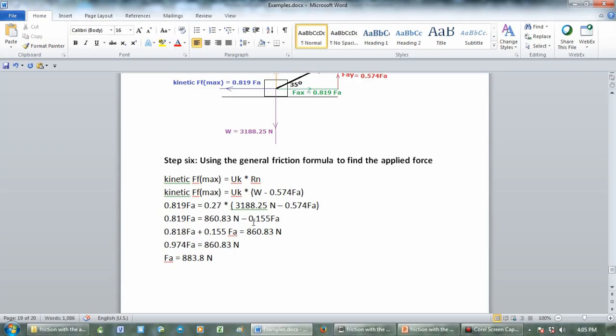Taking the 0.155 FA to the other side and adding it, we get 0.974 FA equals 860.83 newtons. FA equals 883.8 newtons. So our applied force is 883.8 newtons.